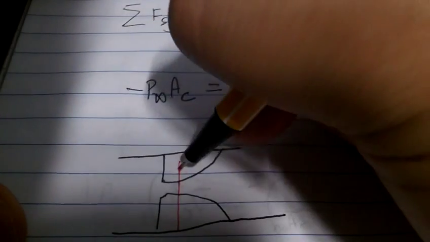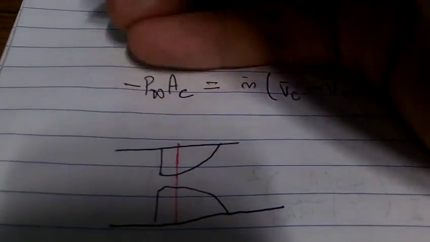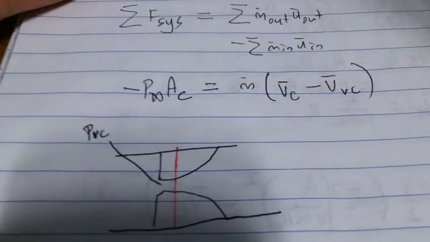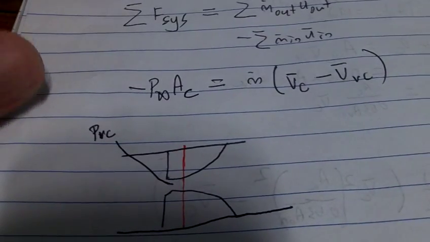So let me use red. Now we know for one thing, pressure here is just Pvc. We can actually just derive that from our Bernoulli's equation.